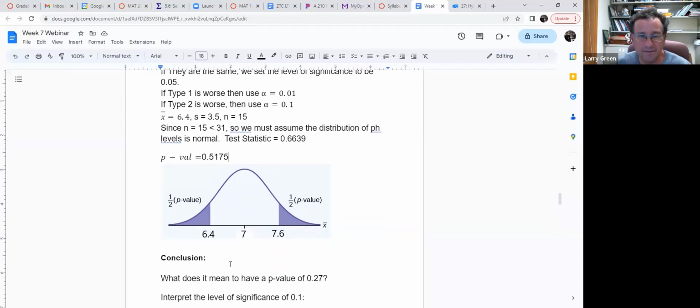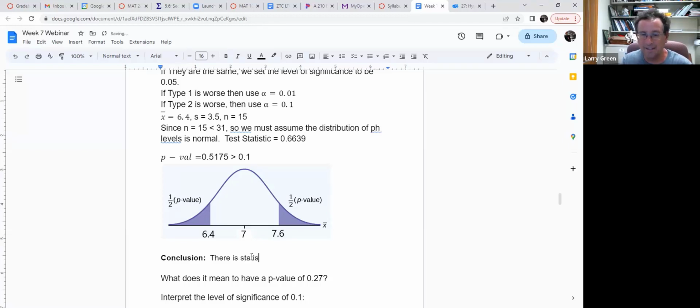So the conclusion is there is... what do you think? Do we reject the null hypothesis, or do we fail to reject the null hypothesis? Our p-value is 0.5175. Here's a hint. That's greater than 0.1. That's our alpha. Yeah, we fail to reject, okay? Because you need to be less than the level of significance to reject.